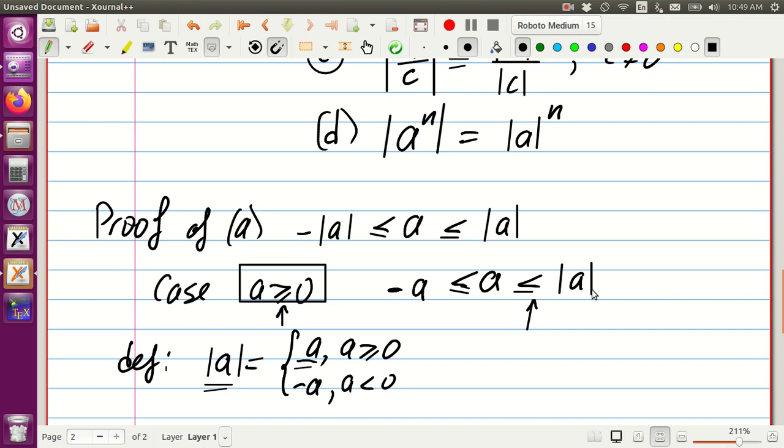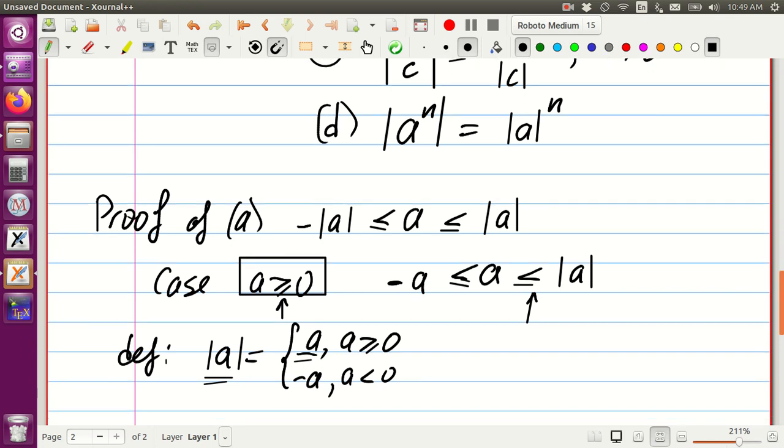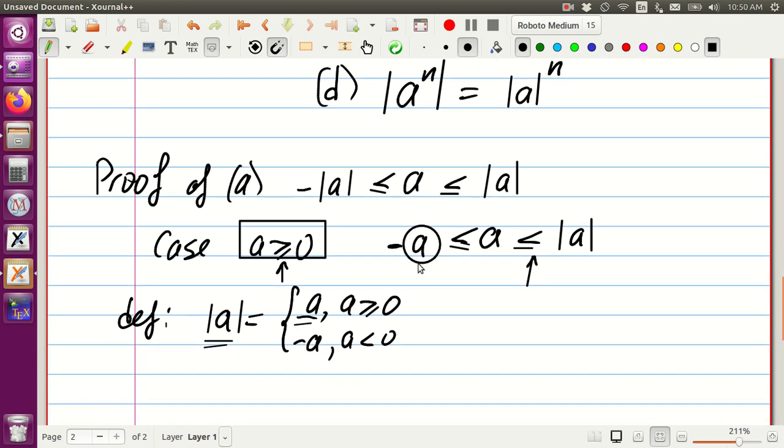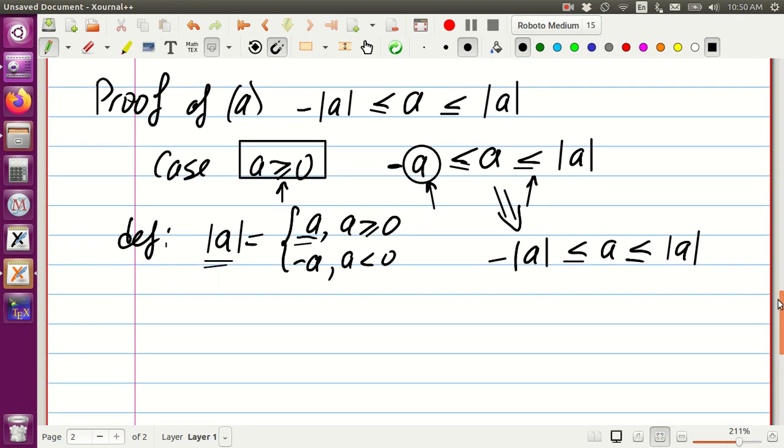All right. So the last step is we also know that a is equal to the absolute value of a. So we can rewrite this over here and say minus absolute value of a less or equal than a less or equal than absolute value of a. Again, we substituted a with absolute value of a. So we proved this case for a greater or equal than 0.